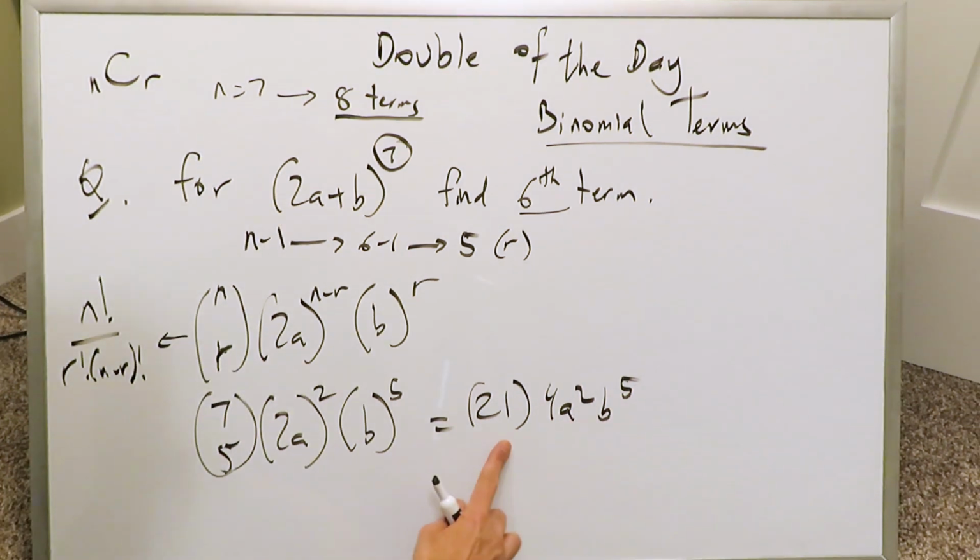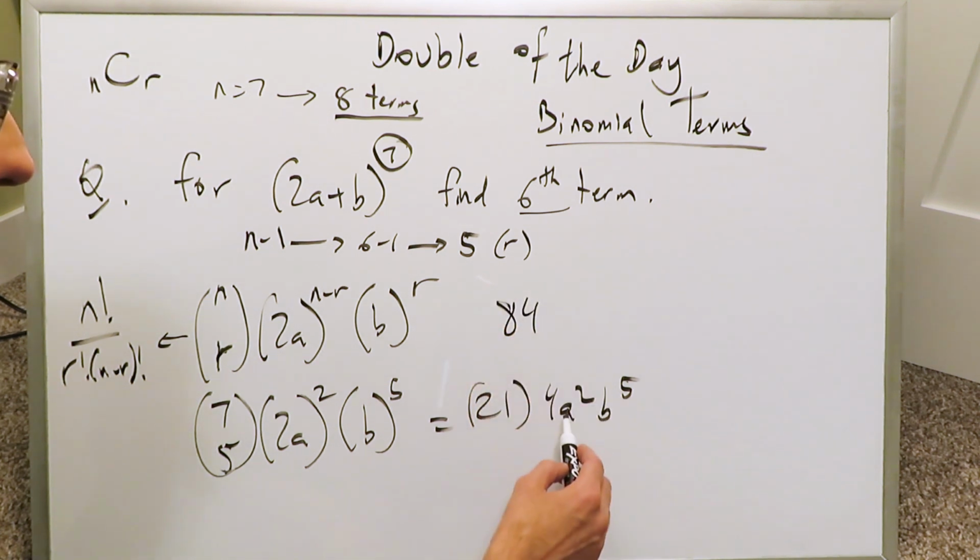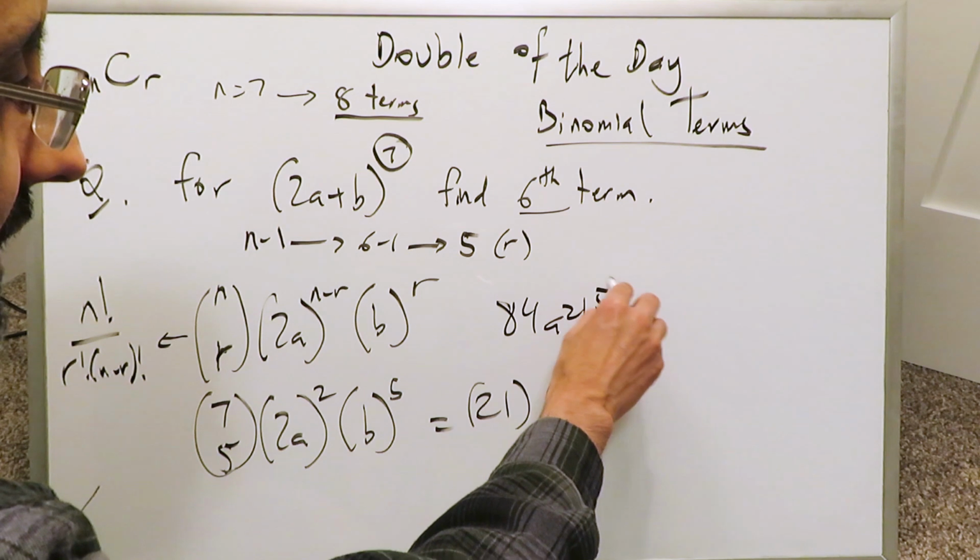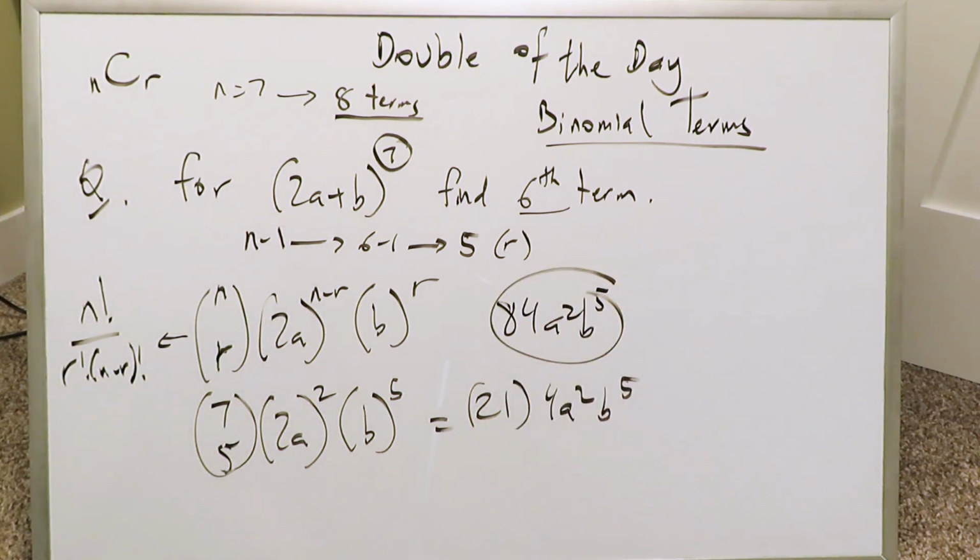As the last step, now you just bring everything together. You have 21 times 4, and that's going to be 84, times a squared b to the 5, and that right there would be your final answer: 84a^2 b^5.